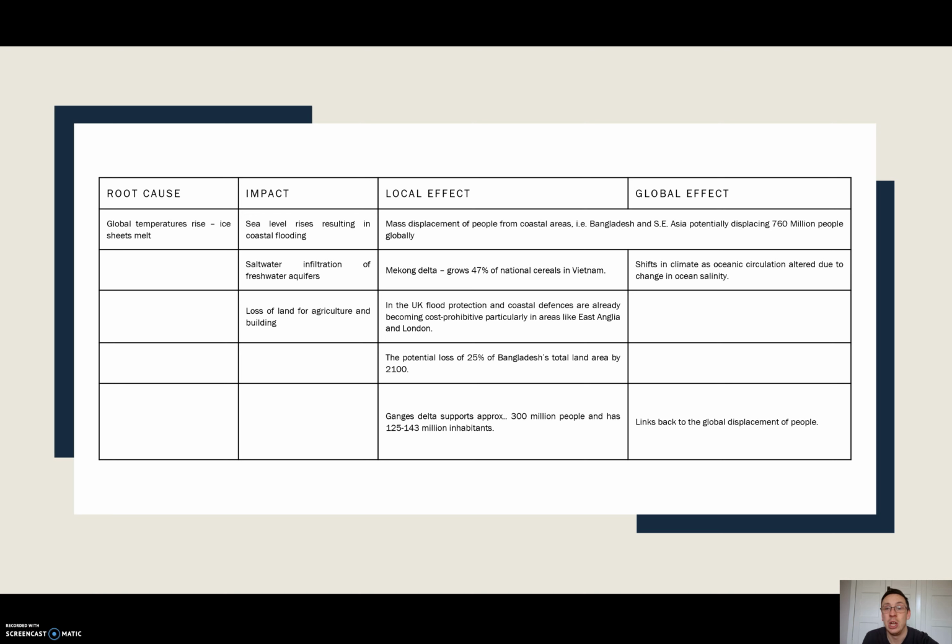Bangladesh as a nation looks like it might lose 25% of its total land area by the year 2100. The Ganges Delta supports 300 million people, and it's 125 to 143 million inhabitants who are all going to be looking at a loss of the area that they live in. This all links back to this idea of displacement of people and the impact that can have, which is huge.